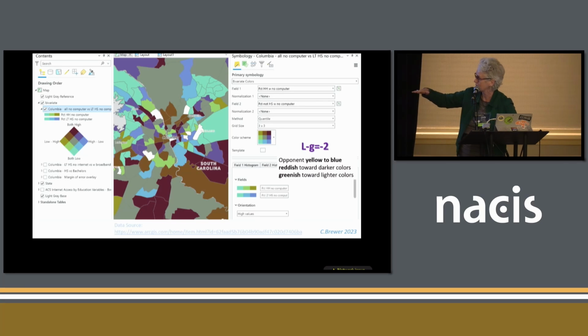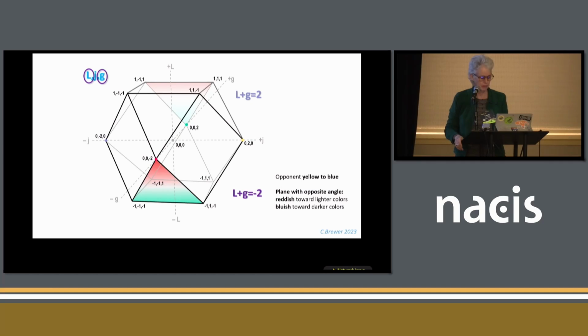It's going light green at the bottom to a dark brownish purple thing, and then over to I don't even know how to describe that. And that's the beauty of this, I think. It's a color you're not really usually seeing, sort of an orangey greeny thing, and then over to a blue, and it's lightness stepping upward. This one is no computer at home and less than high school degree with no computer at home.